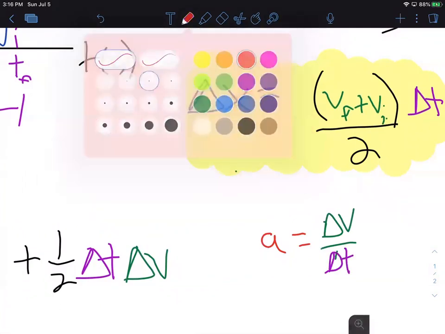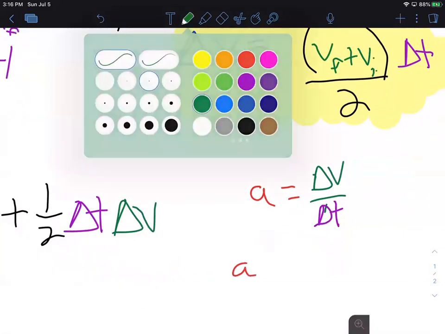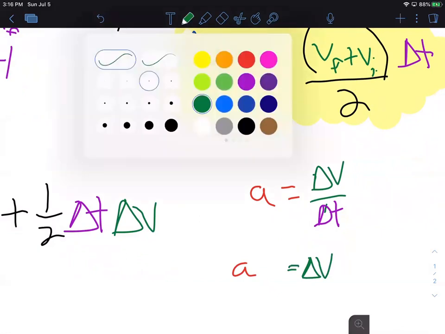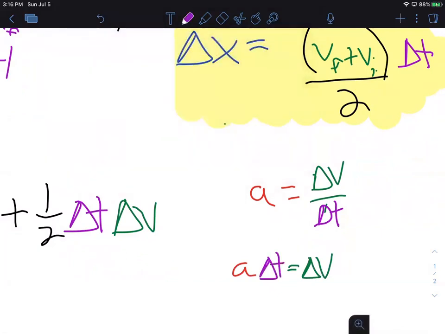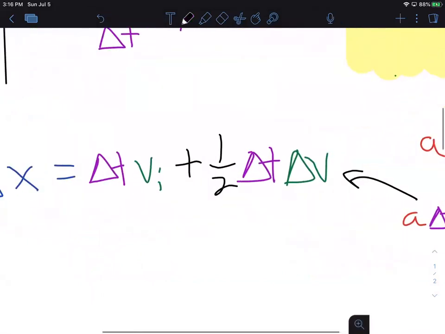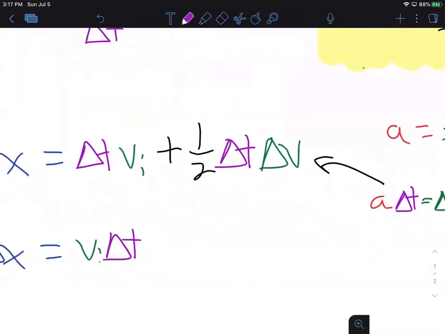And I can rewrite that as delta V is A delta T. A little bit of algebra. And then I can just shove that in here instead of the delta V. So let's write this all out again. We got delta X equals Vi delta T. And just in physics, we usually write the delta T last.